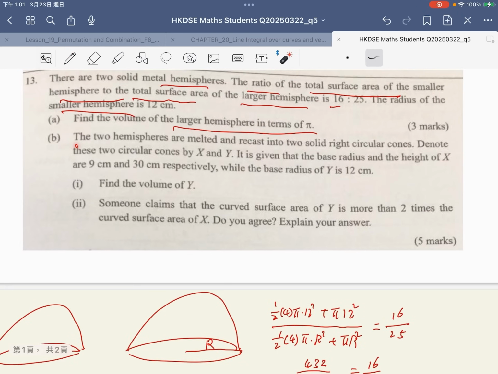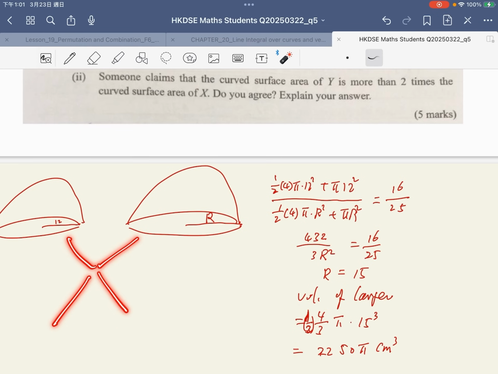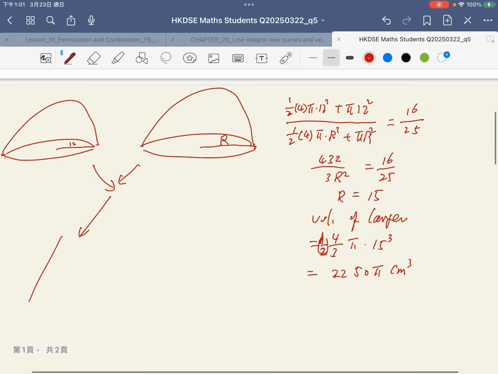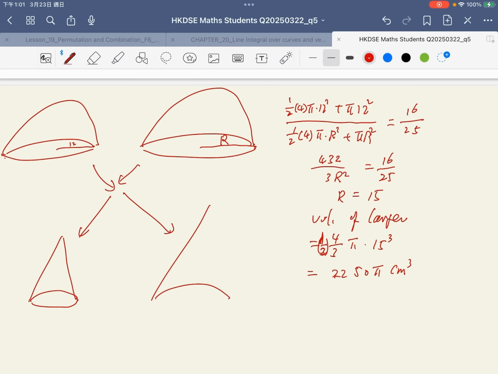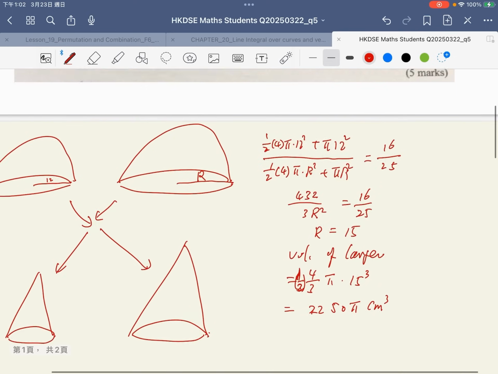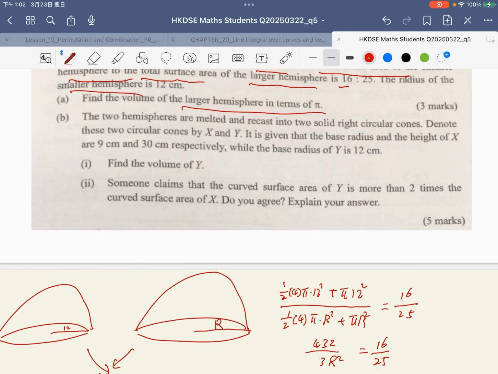Okay, for the second part, the two spheres are melted and recast into two solid right circular cones. Please remember they are all melted and combined together. I write a level 2. One is a small cone, the other a large cone. Look at the radius, one is x, one is y. This is x, this is y. The two are melted and recast into two solid right circular cones. Denote the two circular cones by x and y.